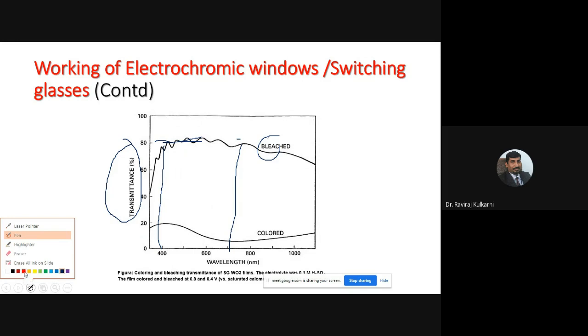In the colored state, okay, the coloring effect. When it is colored, it transmits only how much? This much light. Only 20% or less light is transmitted if it is colored. Okay, this is how it works.